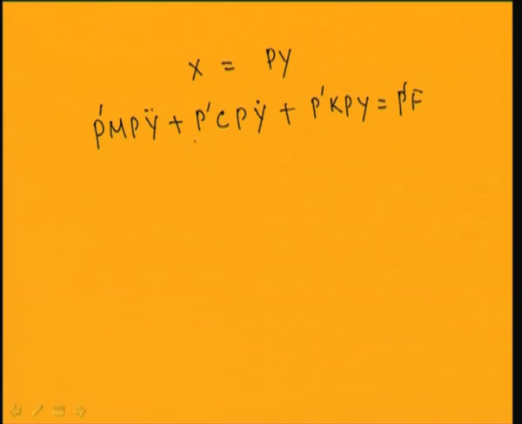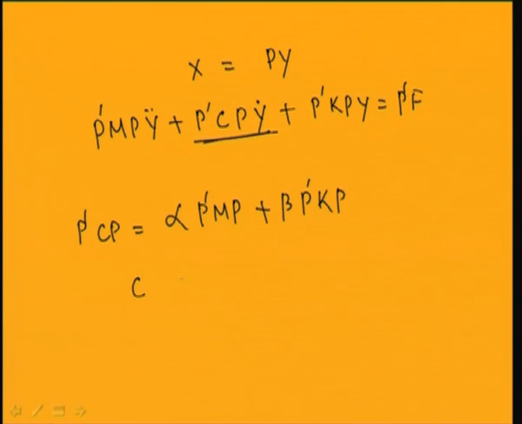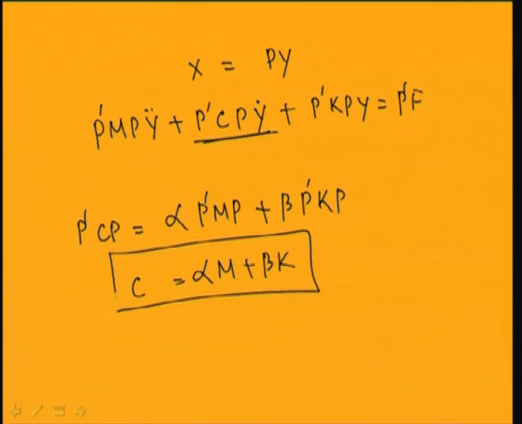If this is a symmetric matrix, then it will reduce to a diagonal matrix. But if it is not, then you can write the P transpose C P matrix as alpha times P transpose M P plus beta times P transpose K P, or the C matrix you can write as alpha M plus beta K. By writing C equal to alpha M plus beta K, you can reduce this equation to a diagonal form, and you can find the response of the system.